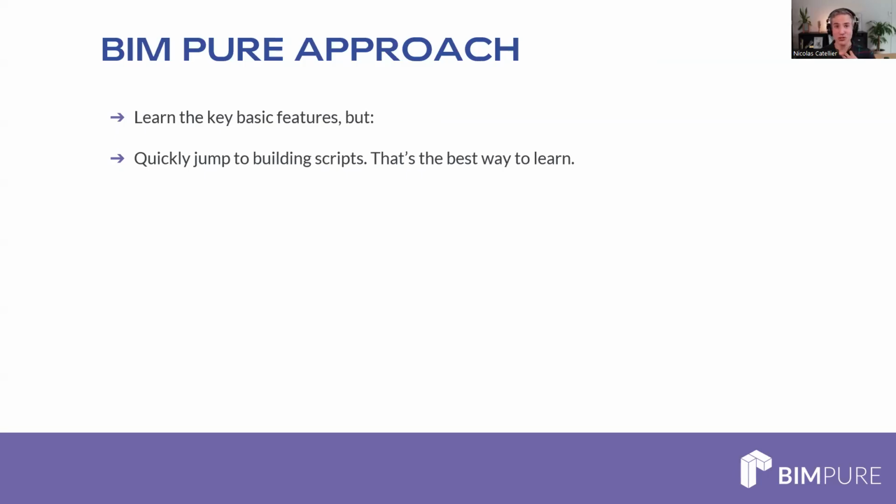Finally, my approach to learning Dynamo. I think it's important to learn the key basic features, but my approach is to, as quickly as possible, jump to an actual script. I don't think you should learn every single Dynamo feature before you start actually building a script, because I think the way to learn is to have a goal in mind and try to reach that goal. That is building a script to automate a boring task. That's the way I did learn Dynamo. Of course, I spent maybe 1 hour trying to understand the basic features, but then quite quickly I moved to actually building a script.